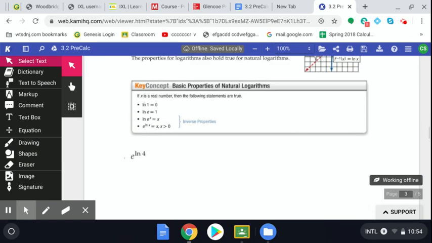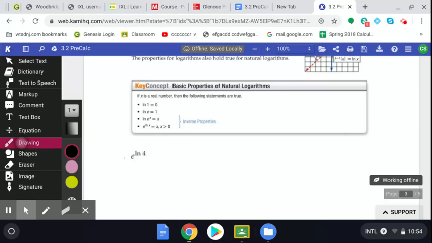All right? So you need to know that natural base e and natural log are inverses. These are the properties that you need to apply, which are very similar to common logs. So if you're asked to do this example here, e to the natural log 4, the e and the natural log would cancel out. Your answer would be just 4.